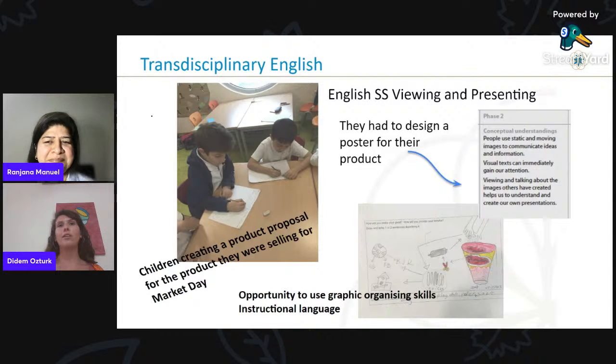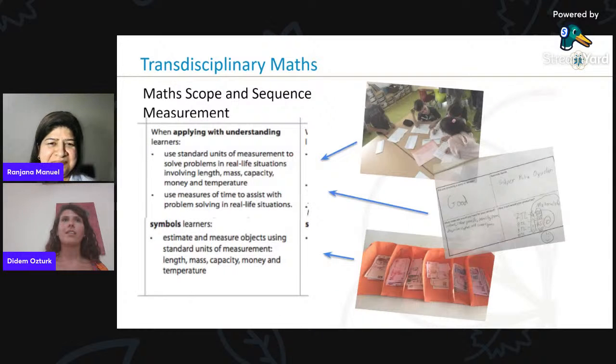And of course, if they were having a grocery store, they needed to decide what kind of things they can have in their store or shop. And if they have an ice cream shop, then they needed to decide what is the product for the ice cream shop. And then related to math, of course, they used money and a lot of calculation was happening, problem solving. And from math scope and sequence, we had measurement, like use standard units of measurement to solve problems in real life situations. This involves length, mass, capacity, and especially money for this unit.